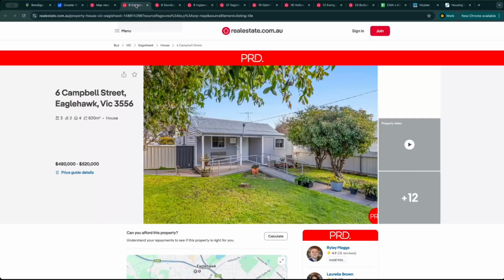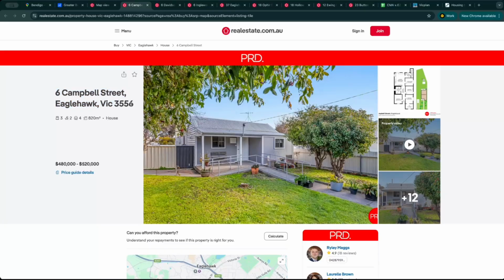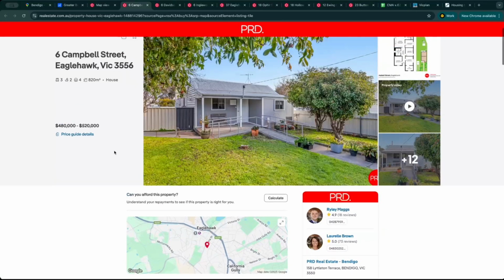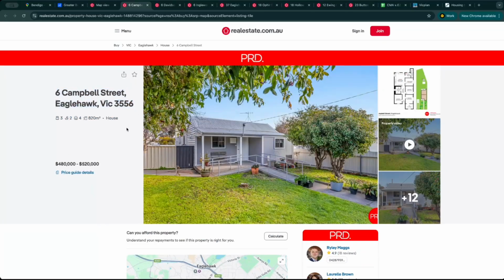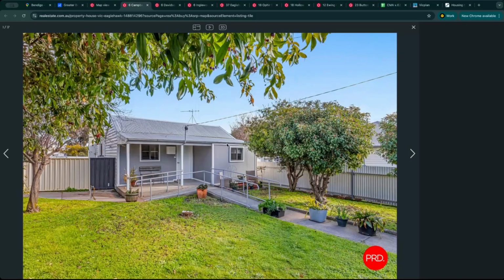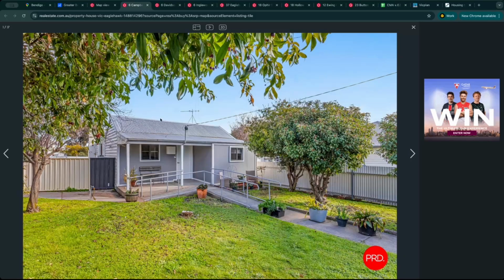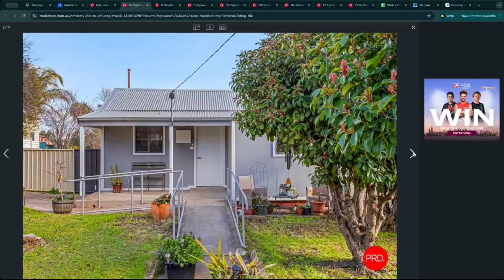Now, next step is we just go through the properties one by one, essentially. So this property over here at 6 Campbell Street, first thing we'll look at is the general condition of the property. So you can see that the property is of some sort of fibro construction in terms of its cladding. So the walls on the outside, this side at least, is fibro. There's some weatherboard on the side over there. It honestly doesn't have the most beautiful street frontage. I wouldn't walk past this property and stop or look back, for example.